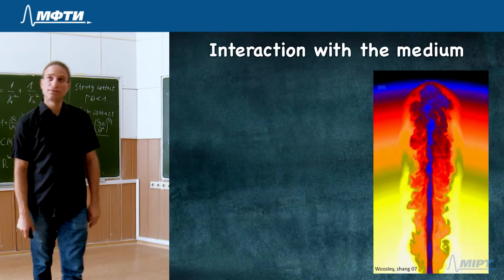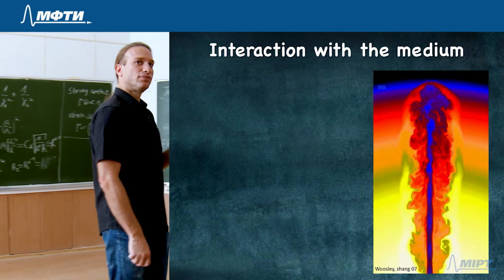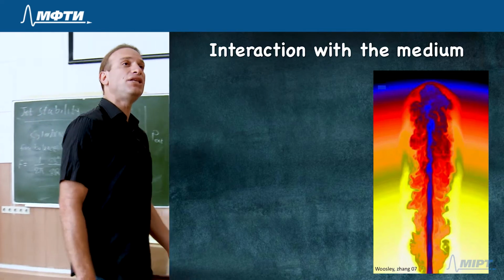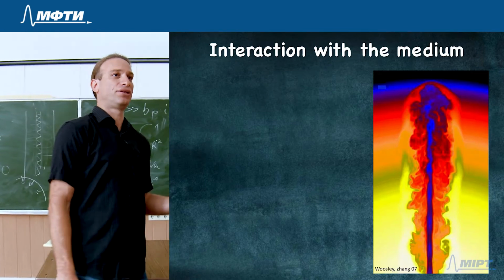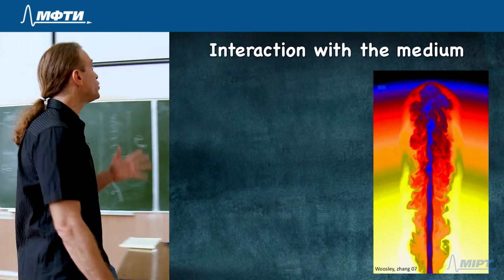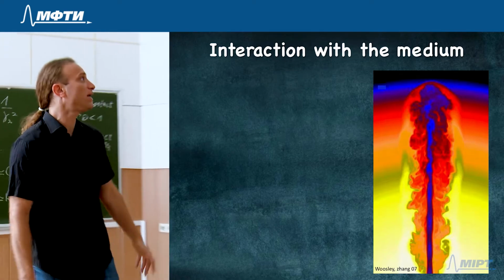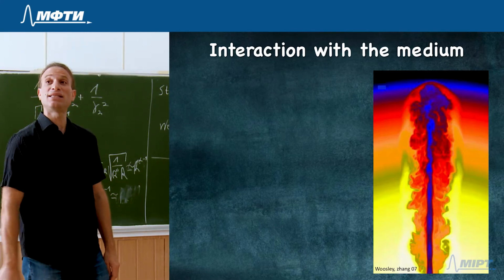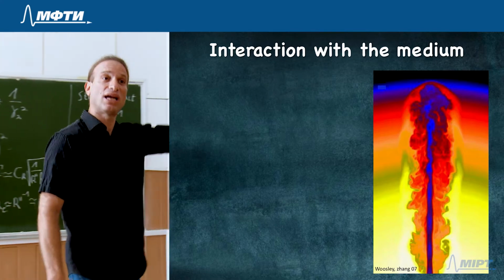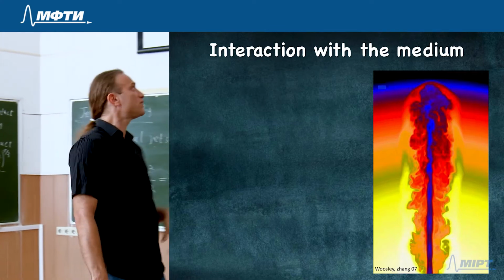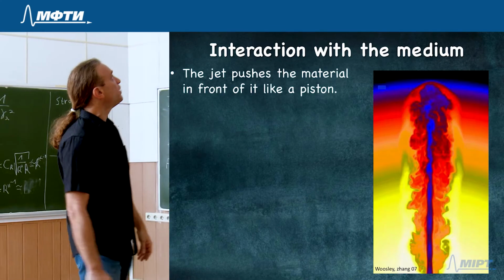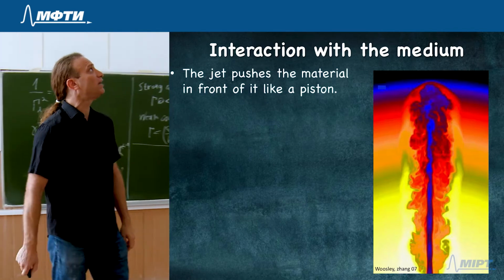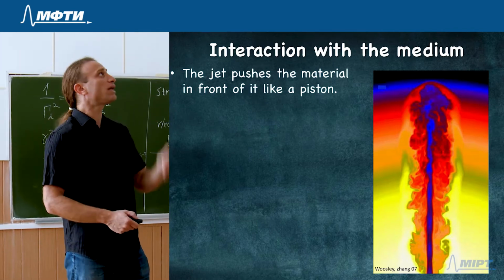Now, real jets are somewhat different when they propagate in a medium. I want to briefly show you what happens when the jet is propagating in a medium. Okay? So here is the jet. The jet is propagating inside the medium of a star. Remember I told you that in gamma ray bursts we have a jet breaking out of the star. So when the jet propagates in the medium, it needs to push the material ahead of it, and it acts like a piston.